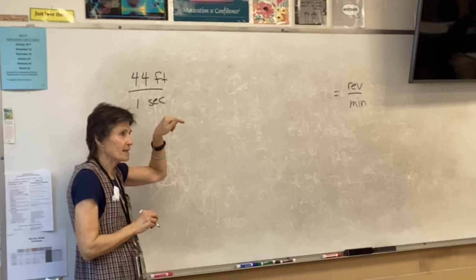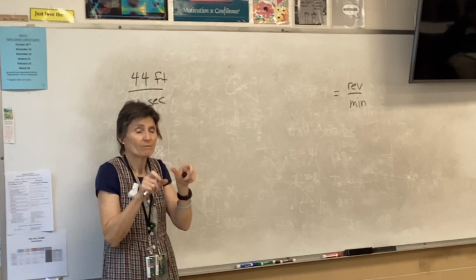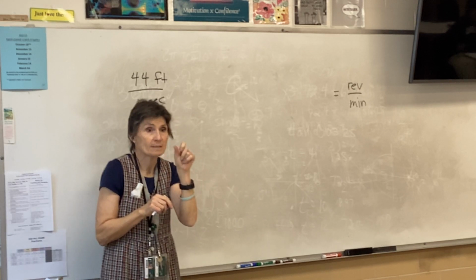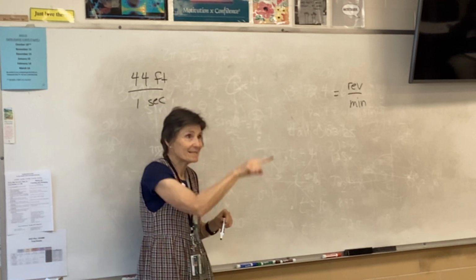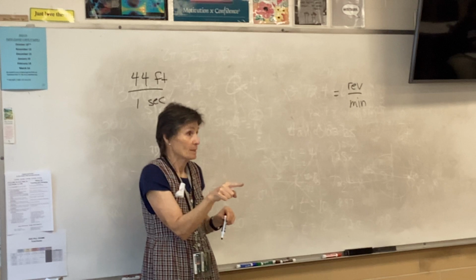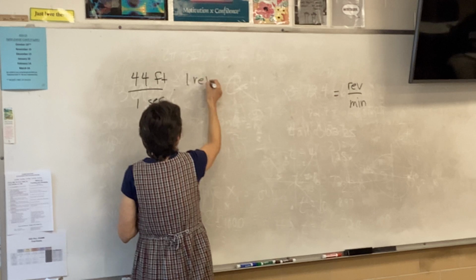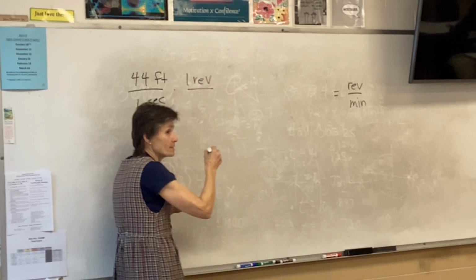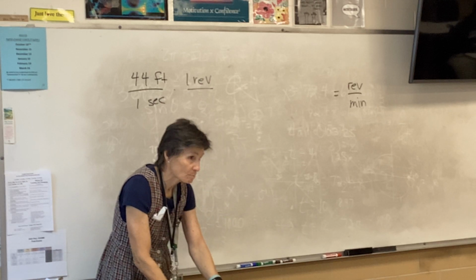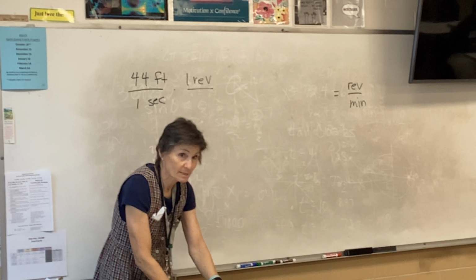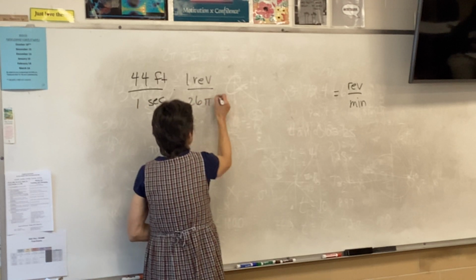Somehow I have to get from these units to those units. The big move is to get from revolutions to distance and vice versa. So what do we know about the distance of a revolution? It's a circumference. So 1 revolution is a circumference, which for this wheel is 26 pi inches. Does that make sense to everybody? 2 pi r, so 26 pi inches.